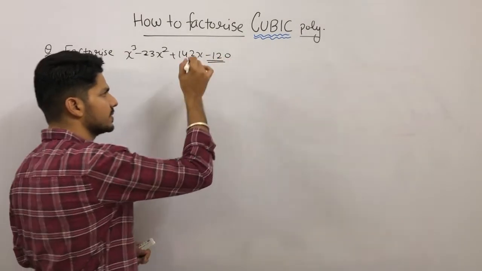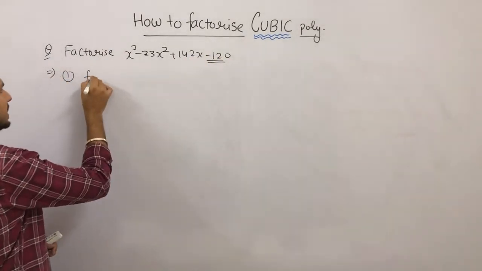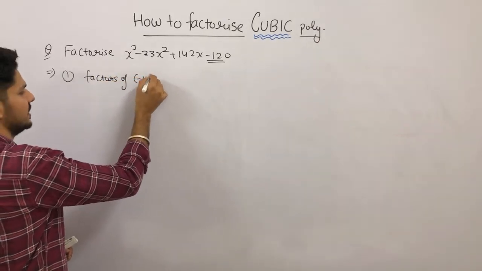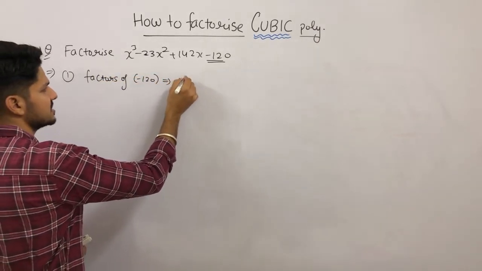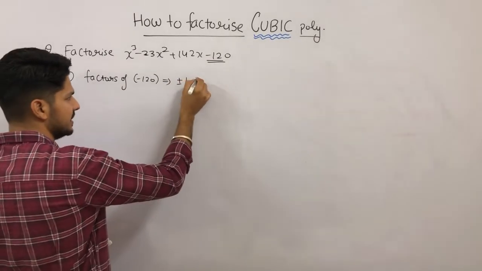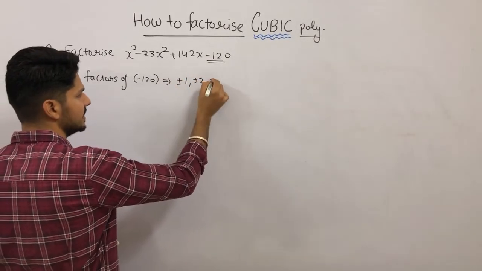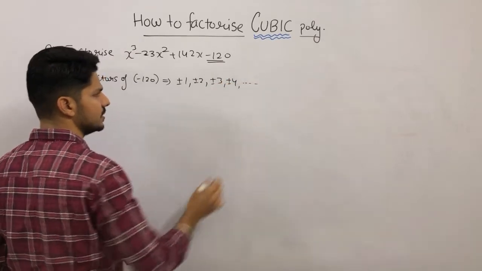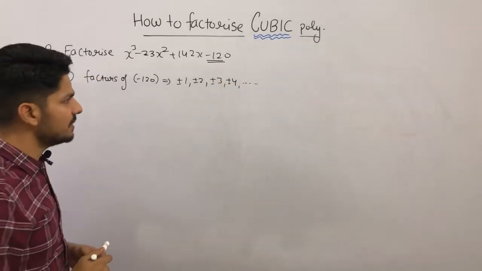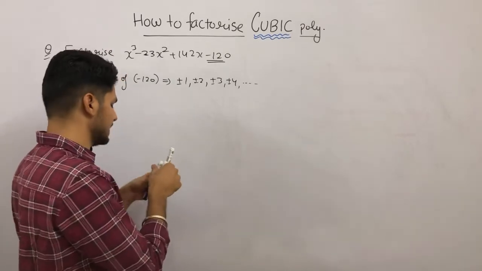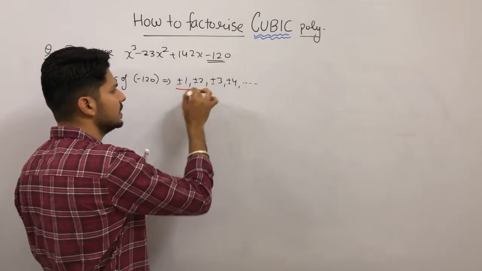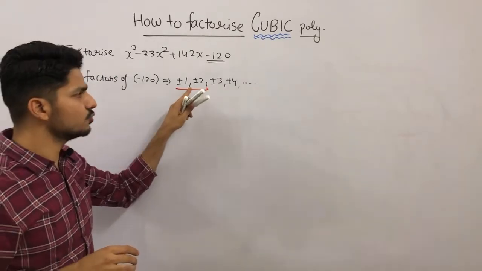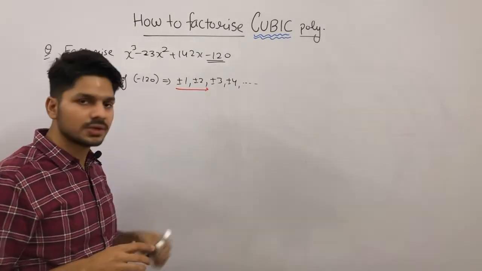From here. So factors of minus 120 are plus minus 1, again plus minus 2, again plus minus 3, also plus minus 4, and so on. You can write all the factors. But again I am saying you will get the root here only. In 99% cases you will get the root in these numbers only.